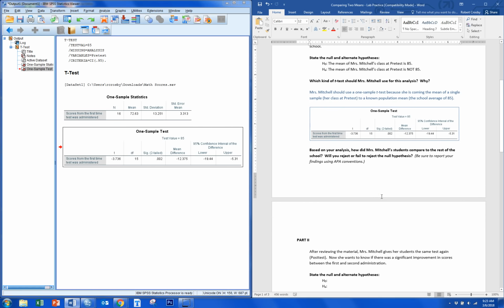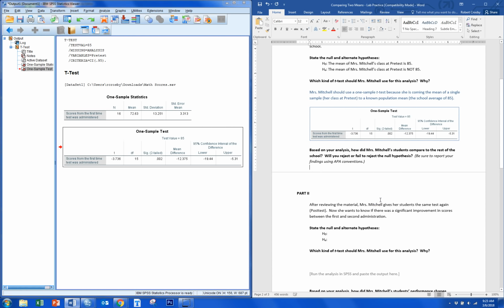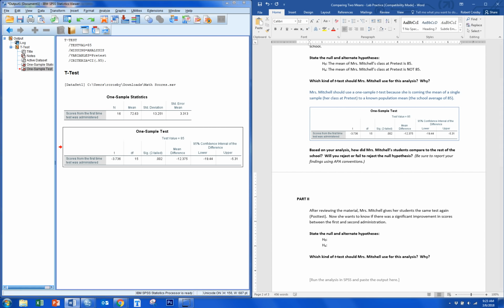So let's go ahead and report that, and we're going to use APA conventions to do so. Mrs. Mitchell's students scored significantly, and in this case, below, right? So it was different from 85, and more specifically, significantly below 85. Her students scored 72.63, which is less than 85. Scored significantly below the school mean, comma, space, in italics the letter t, because it's a t-test.